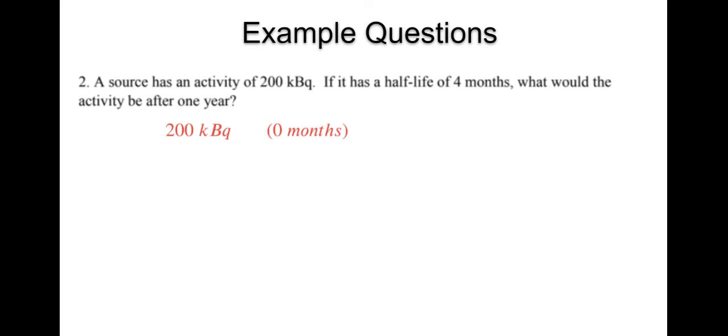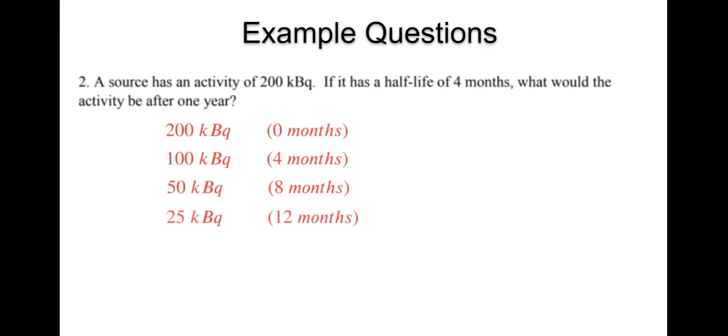After 4 months, which is one half-life, its activity will have halved to 100 kilobecquerels. Another 4 months, and its activity will have halved again. So after 8 months, it's 50. Another 4 months, 12 months, 1 year, which is what we're interested in, its activity will have halved again to 25 kilobecquerels. So after 1 year, the final activity is 25 kilobecquerels.